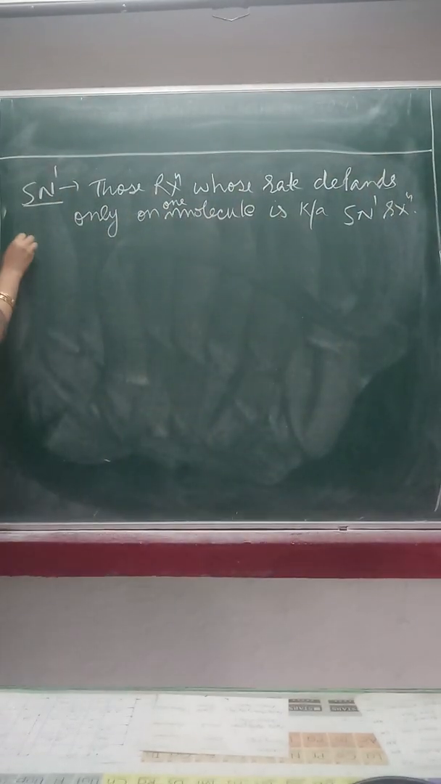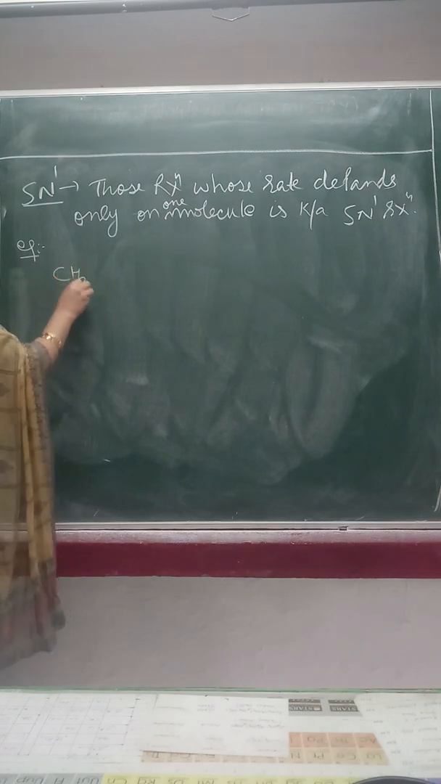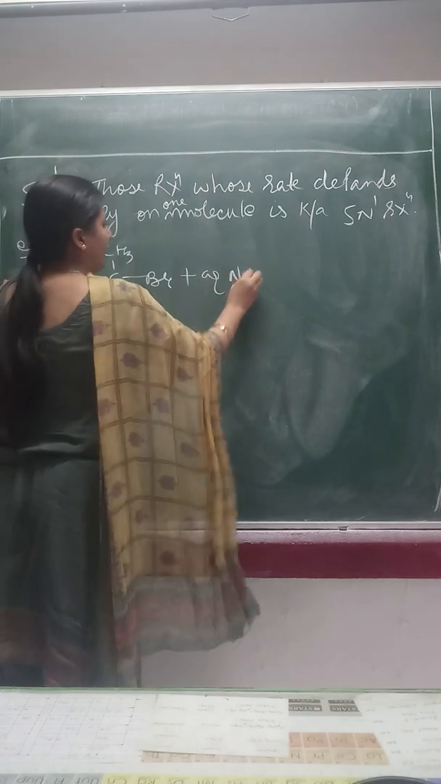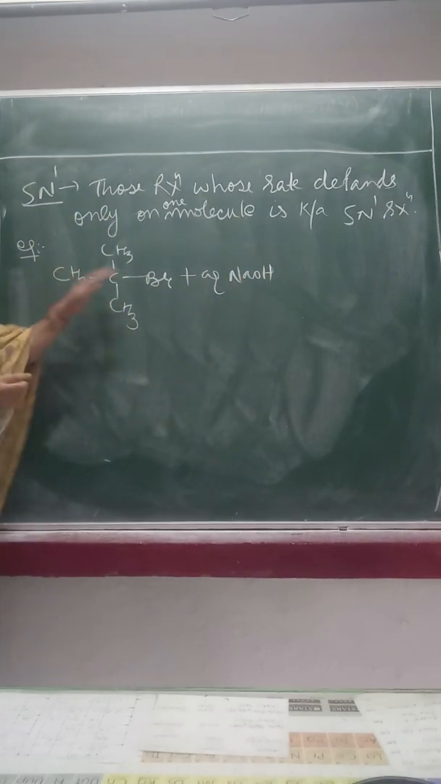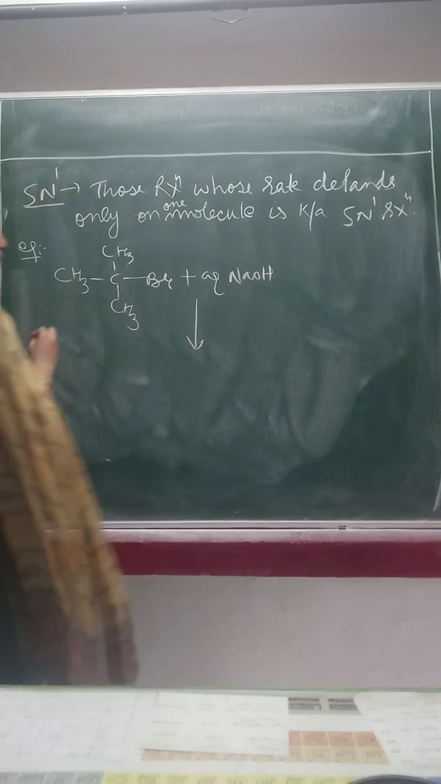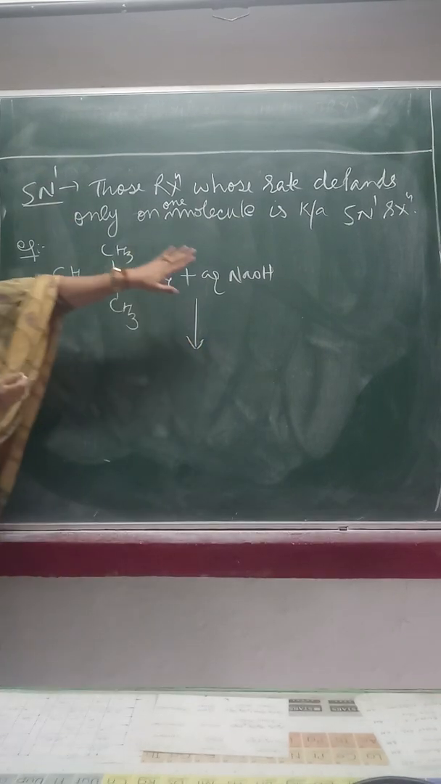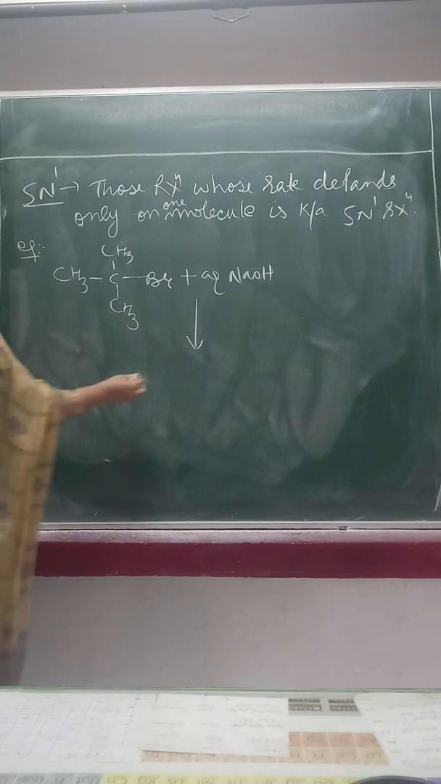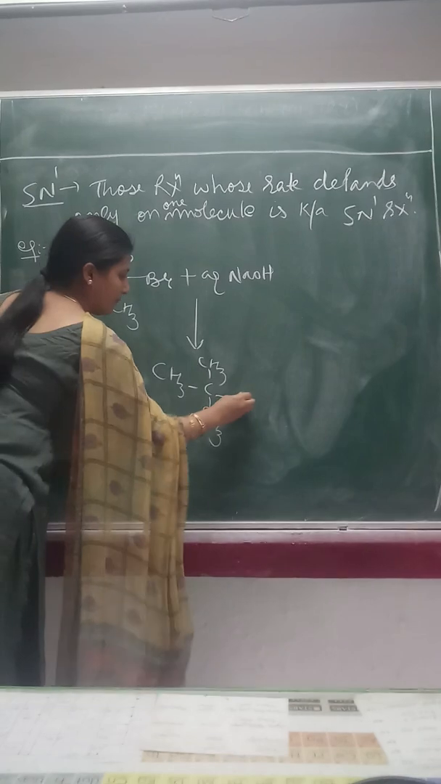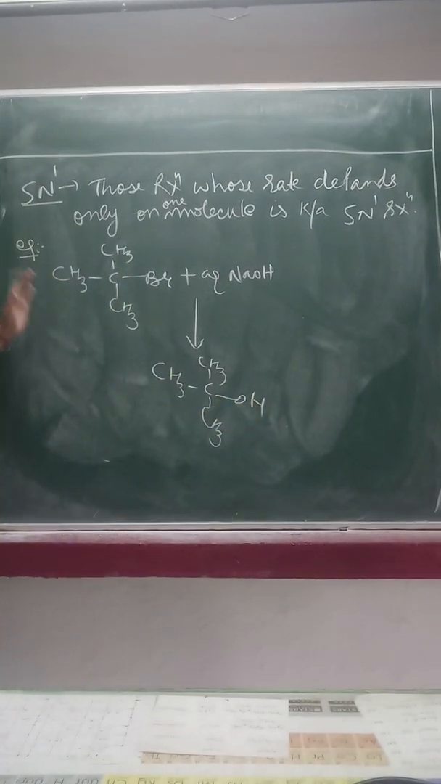For example, I took a molecule tert-butyl bromide and I am taking a nucleophile aqueous NaOH. I have to complete this reaction. Since I use the word aqueous, that means here OH negative will behave as my nucleophile. So here what will happen? This bromine gets replaced with the help of this nucleophile OH and my product will be this. So this is the reaction.